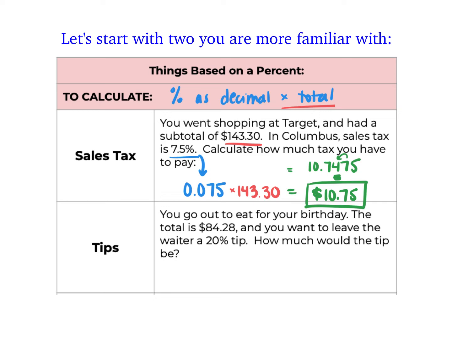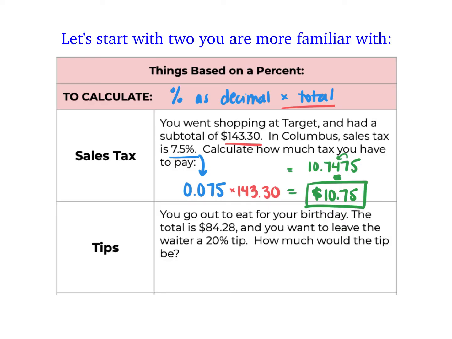So what's nice about this is we do that same process of percent as a decimal times the total, no matter what kind of specific example we're looking at. So tips when you're going out to eat and sitting at a restaurant work the same way. So this next example says you go out to eat for your birthday. The total is $84.28, and you want to leave the waiter a 20% tip. How much would the tip be?